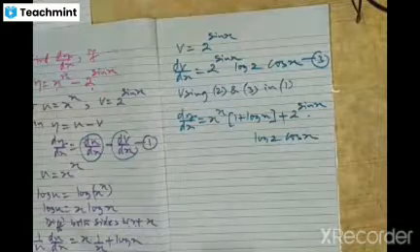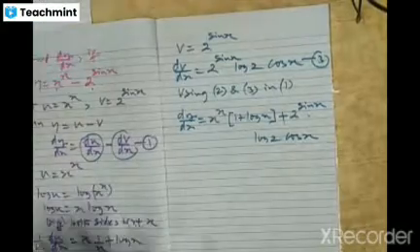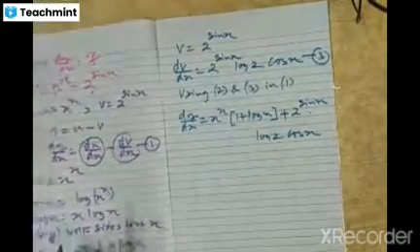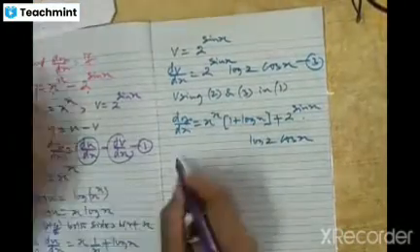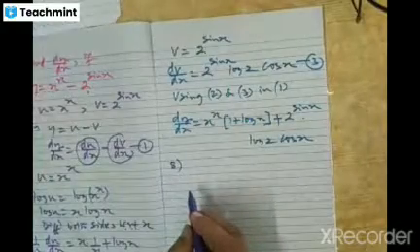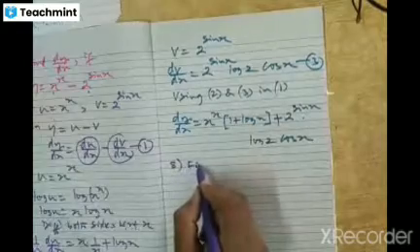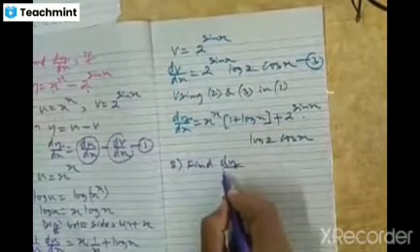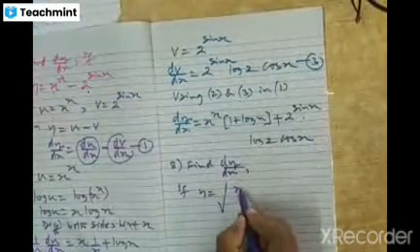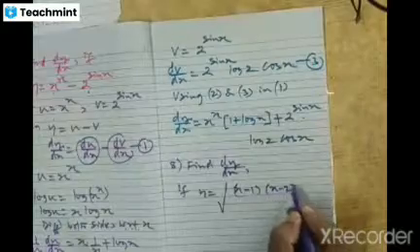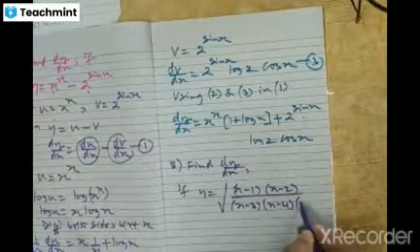Next one, probably the last one, problem number 8. This problem is too lengthy. You have to find dy by dx if y is equal to square root of x minus 1 into x minus 2 divided by x minus 3 into x minus 4 into x minus 5.